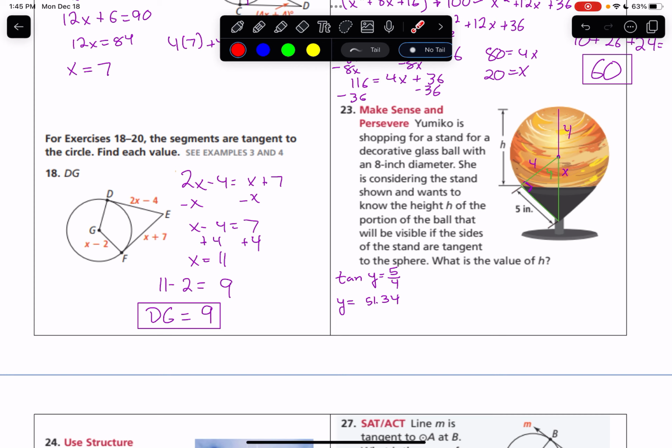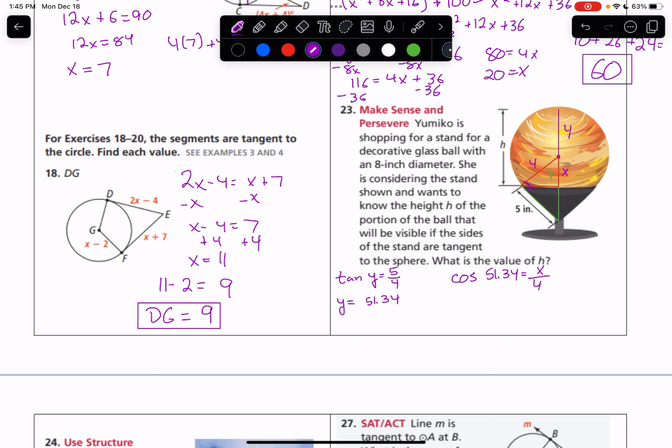Now I can look at a different right triangle. I can look at the right triangle from the center to the base here. This is another right angle, and I know an angle measure, and I know a side length. I can use cosine to find the measure of angle x. I can make an equation that says the cosine of angle y, 51.34, is equal to adjacent x over the hypotenuse of that red triangle, which is 4.